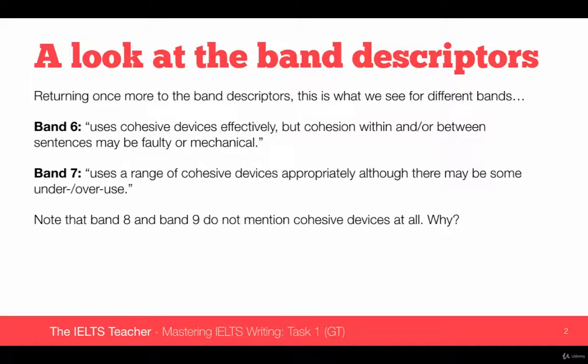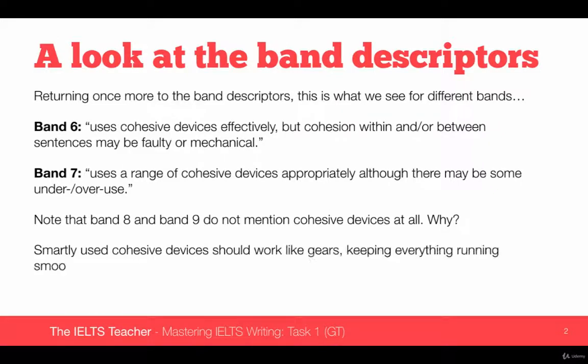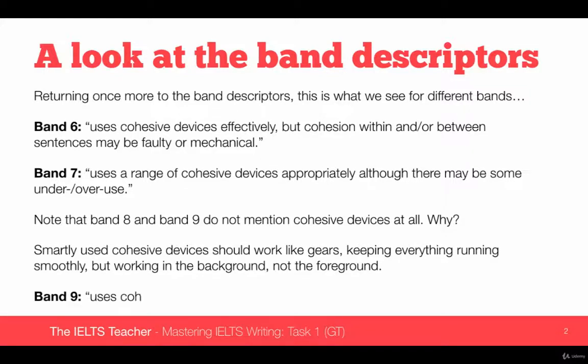Why might this be? Well, they don't mention cohesive devices at all because once you reach this level, cohesive devices generally work like gears, keeping everything running smoothly but working in the background, not the foreground. They're within the machine. You don't see them, you just see the machine running smoothly. So band 9, as you can see here, uses the expression uses cohesion in such a way that it attracts no attention. So we'll still use cohesive devices, but they'll almost be impossible to notice because we just don't think about them as we're going through. It's such an easy read.